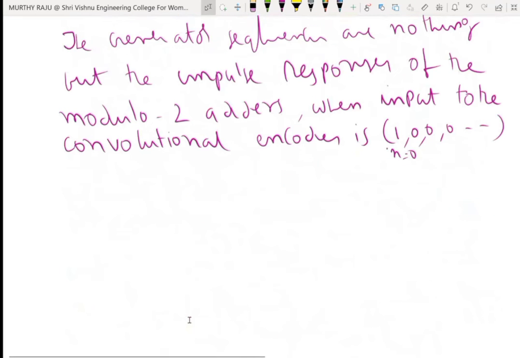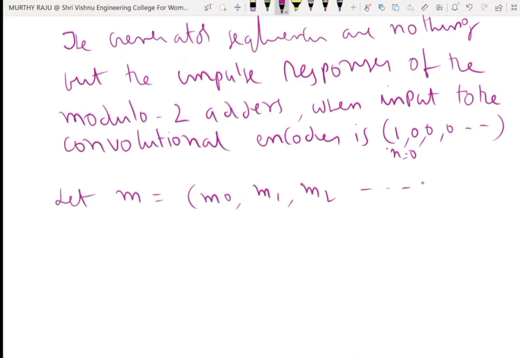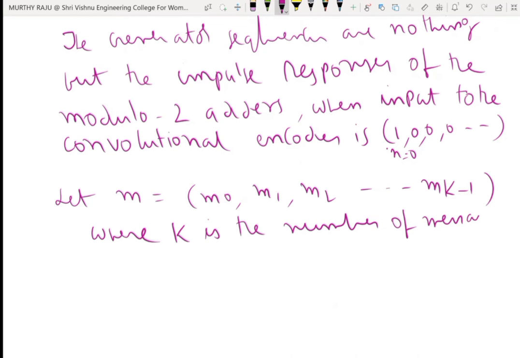Next one. Once these generator sequences are obtained, next, step 2: let m is equal to the message vector m0, m1, m2, and so on, up to m of capital K minus 1, where capital K is the number of message bits in the message vector. This message is applied to the convolutional encoder.